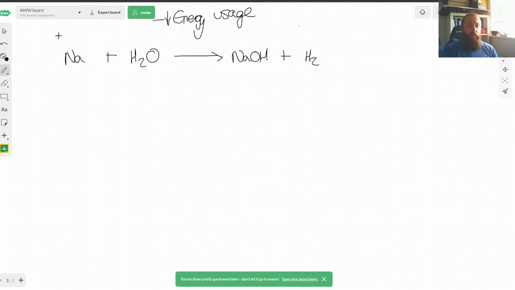So if we are doing this as a word equation, I'll just put this in so you can see. We've got sodium plus water making sodium hydroxide plus hydrogen.